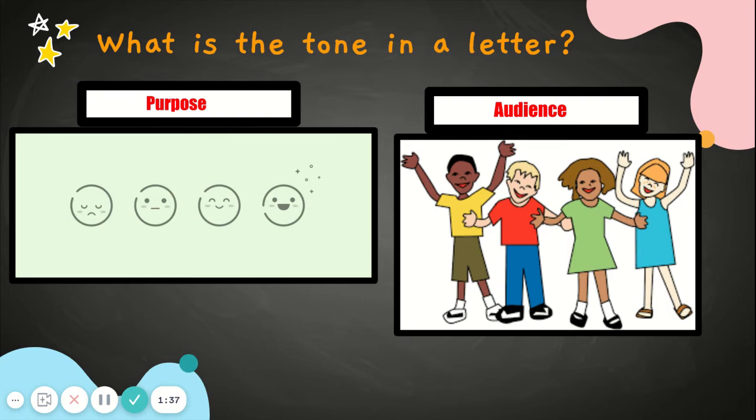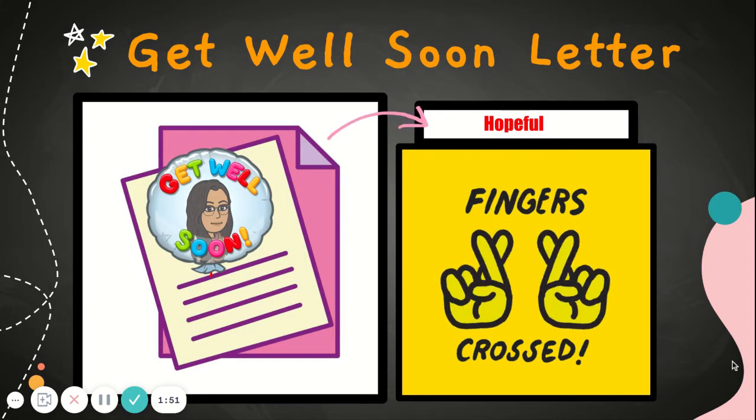The second factor that changes the tone in your letter is who you're writing to. Are you writing to a really close friend? Are you writing to a family member? All these things will decide how you will sound in your letter. For example, in a get well soon letter, you're going to sound very hopeful. You're wishing someone gets better soon. Fingers crossed.